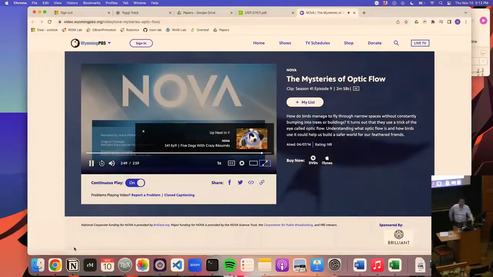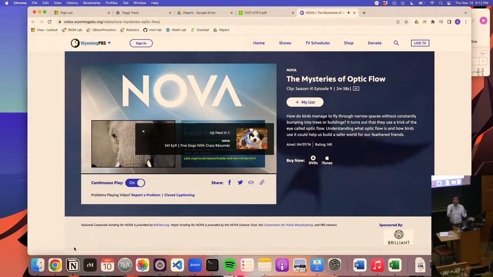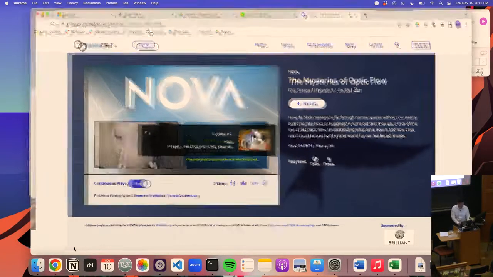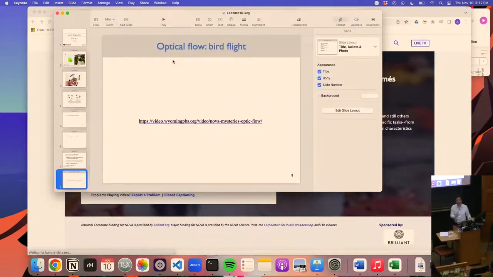All right, yeah, so it's pretty interesting that birds basically balance the amount of optical flow and use that for obstacle avoidance or navigation. And you'll see an example, not exactly that, but something similar to that in the current assignment.